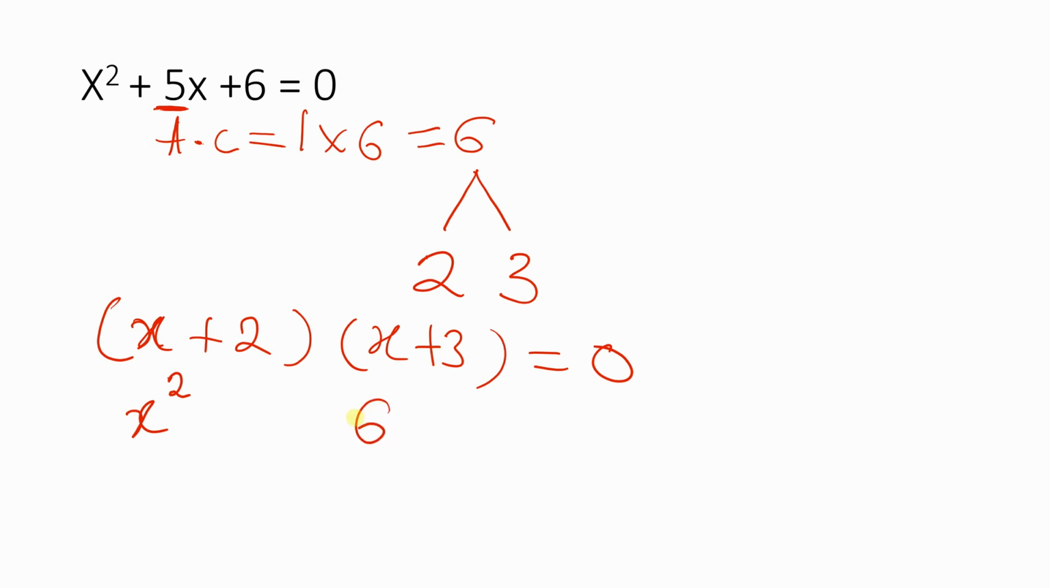So we put that there. So that'll be our 6. And then we add the numbers to get the b value. So 2 plus 3 gives us 5, positive 5. So we do plus 5x. And then we put a plus in front of the 6, then equal to 0. So that's a quicker way of working it without having to actually do the FOIL method.